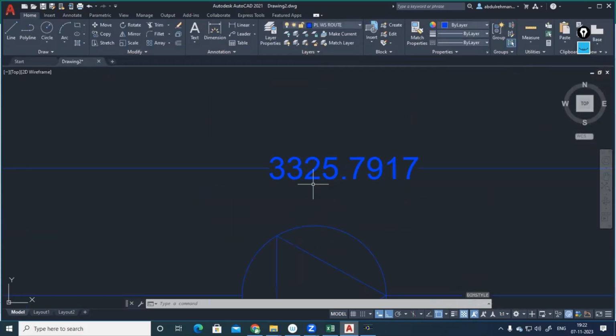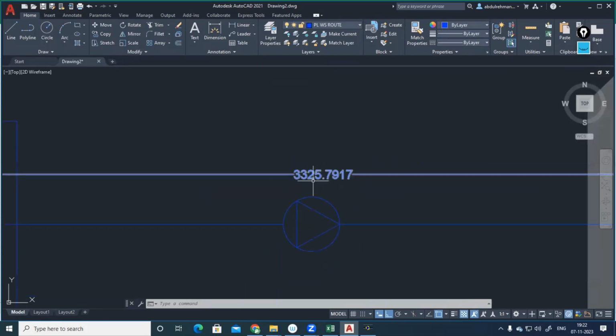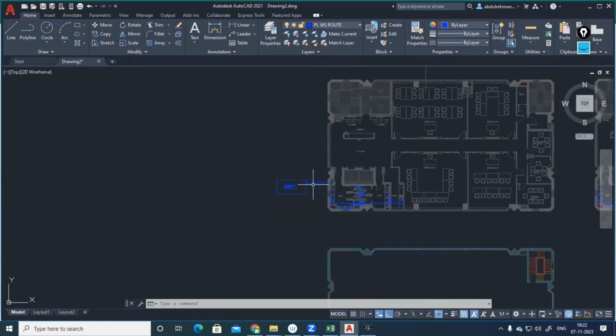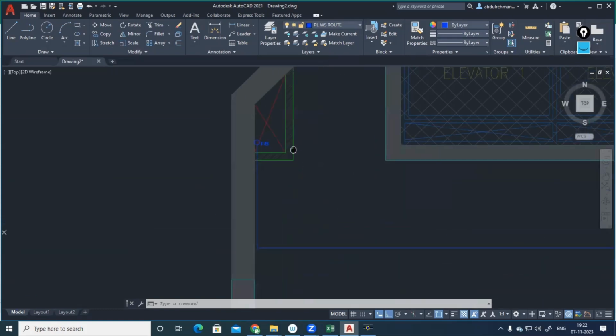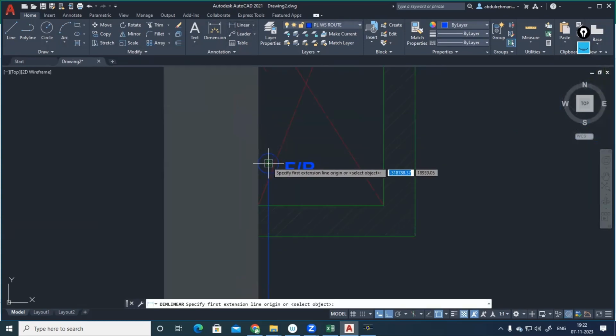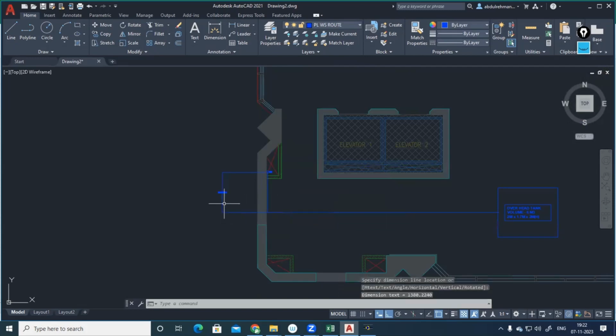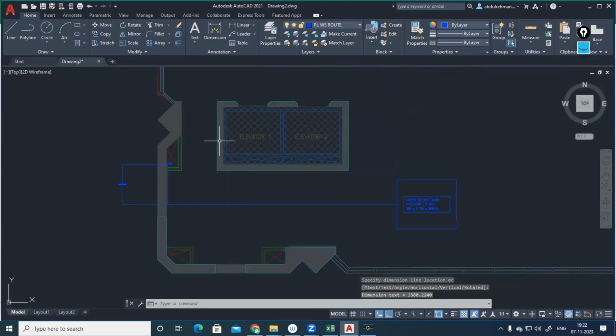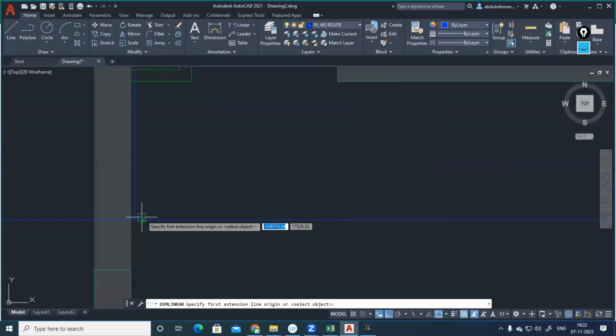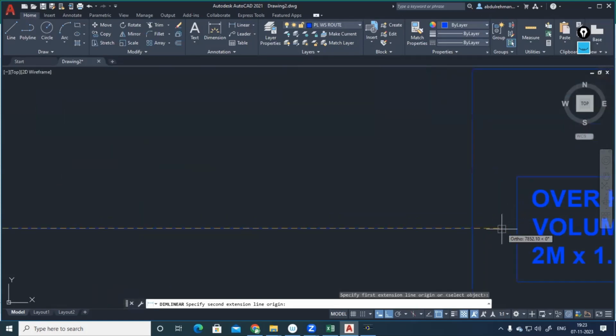How much is that? 3325.7. This is in millimeter only, but I need that in meter. 3.3 meter. Okay, 3.3 meter here. Then here in the roof side, from the center you can take, or even if you're taking from here, that is fine. This one, and from this point to this point.